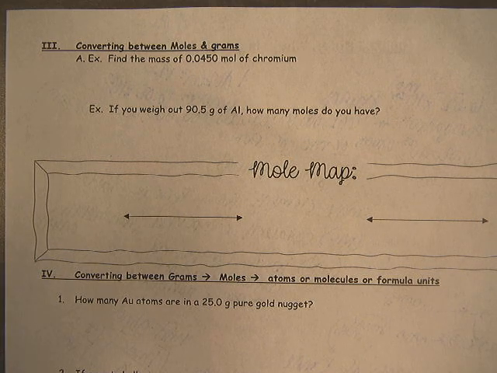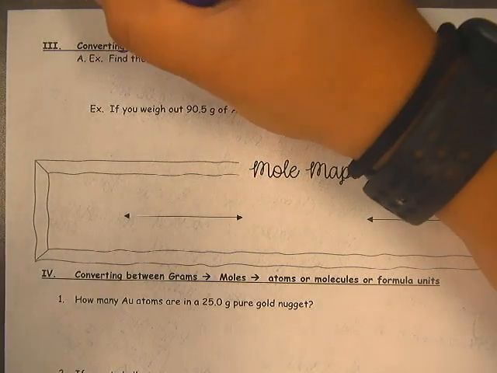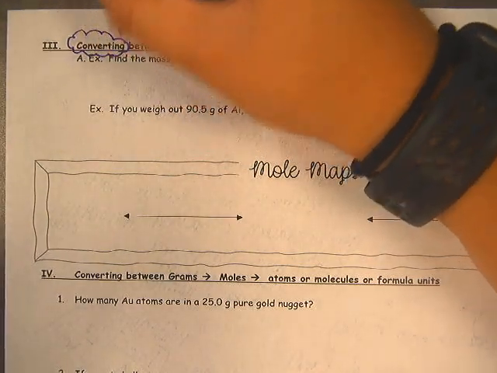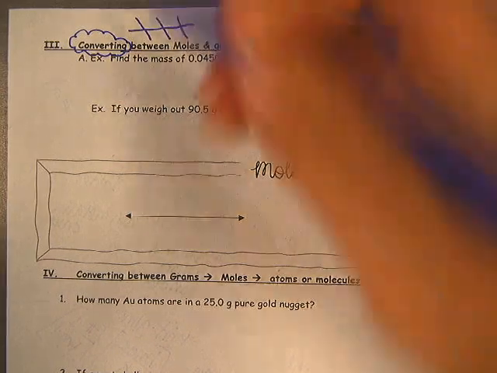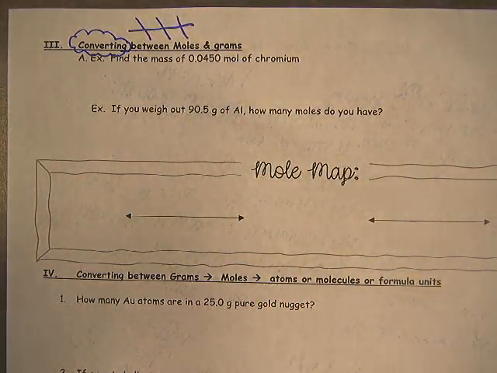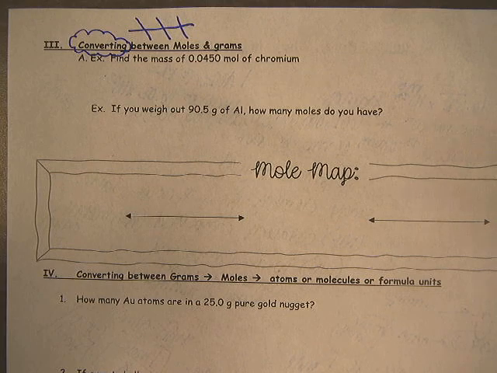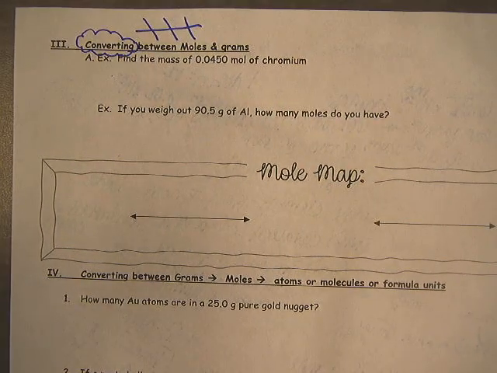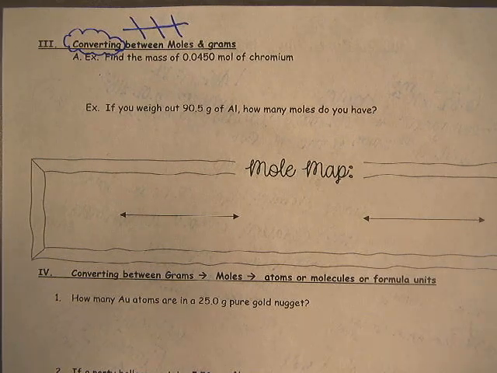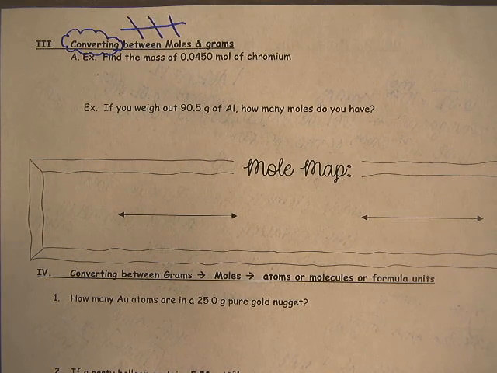When we are converting, anytime you see that word converting, at this point you should be training yourself to think that we are doing dimensional analysis, which is going to be that T-chart process. So if I'm looking at example A right here, it says find the mass of 0.0450 moles of chromium.